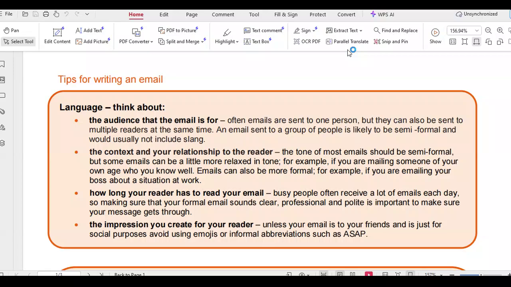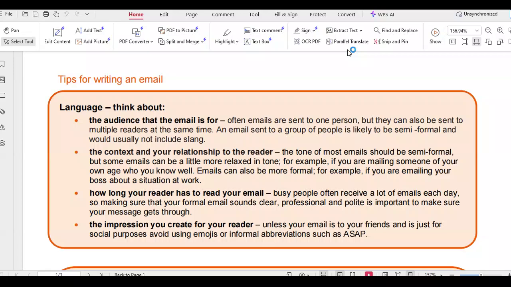Lastly, the examiner has asked us to think about the impression we want to create on our reader. So our email should create a very good impression on our reader. This is what our goal should be. Unless we are writing to a close friend or for social purposes, with an informal tone, we can use emojis, and some slang, but not extraordinary slang. You can use Gen Z terminologies.